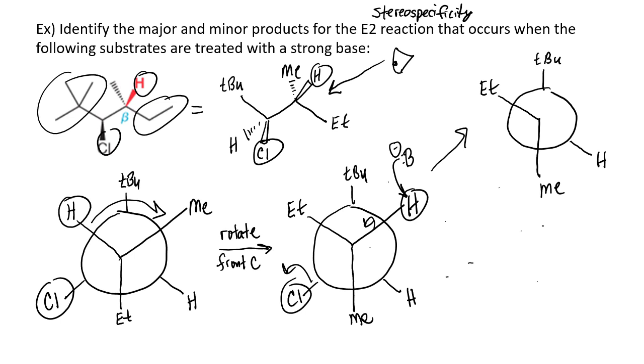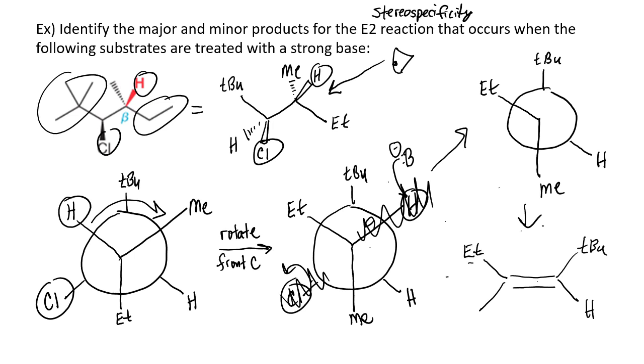Okay, so I've removed the beta hydrogen and the chlorine. This is what I'm left with. Now we can just flip this to the right or to the left to draw the alkene. I'm just going to flip it to the right. Tert-butyl, hydrogen, ethyl, and methyl. That would be the strategy for solving this problem.